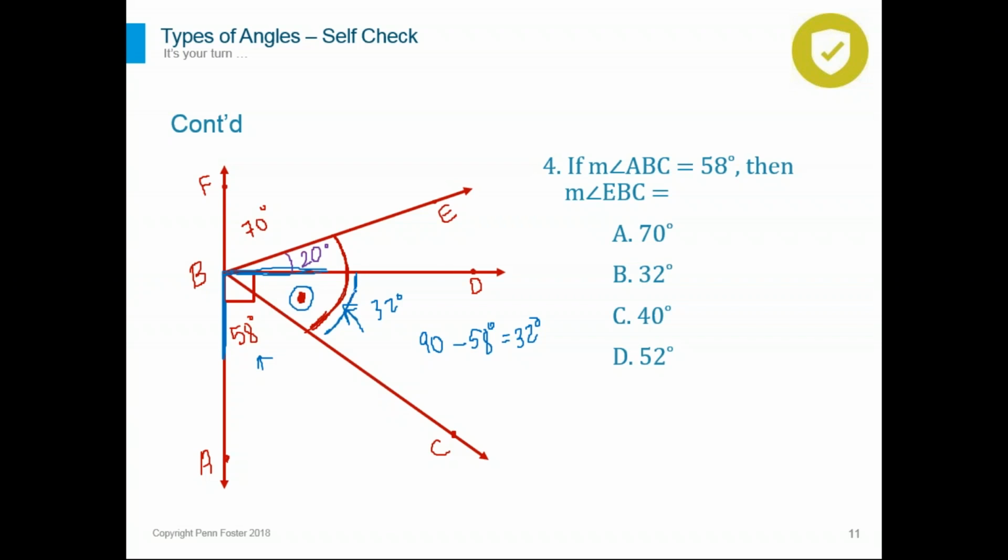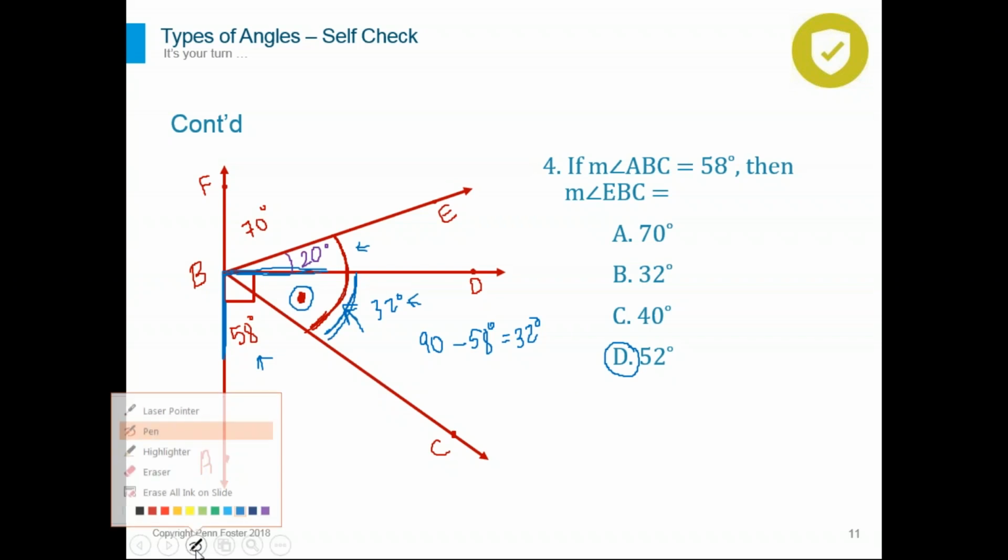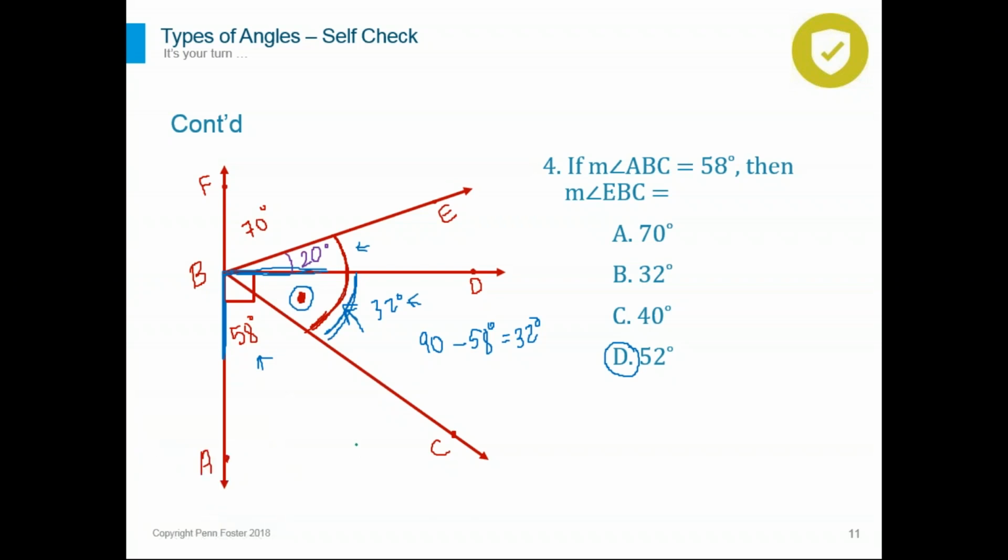The question is not asking me to get the CBD measure. They want us to get the whole angle EBC. Since I know this part and this one I did find, add 20 plus 32, and that will give you the angle measure EBC to be 52 degrees. Any questions? Anything that was not clear on this one question?